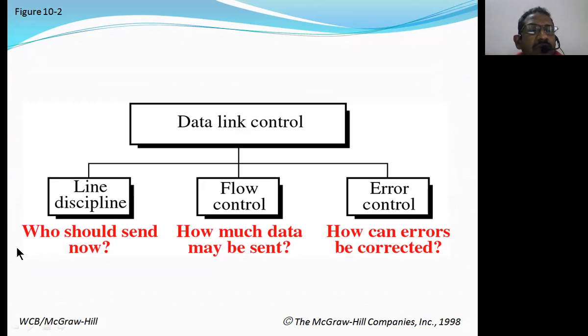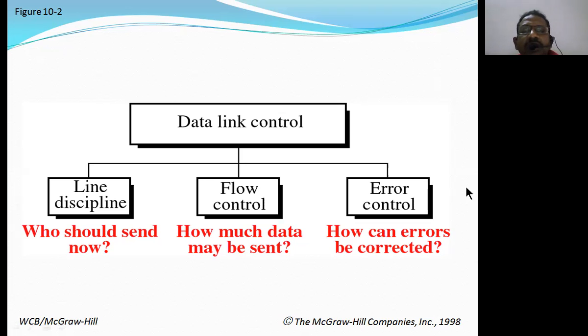Line discipline is normally going to answer the question of who should send the data now. That means whenever a communication is to be done, either the primary station has to transmit data or the secondary station has to transmit data. Who has to transmit? Who has to receive? That is addressed by the line discipline method. After that has been decided, at what speed data has to be transmitted and received has to be managed.